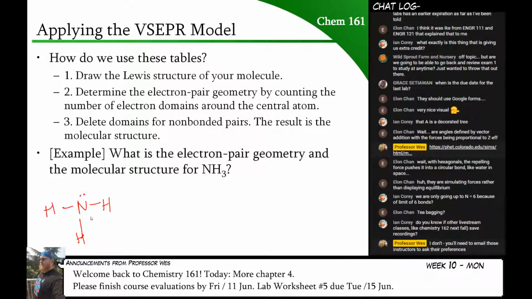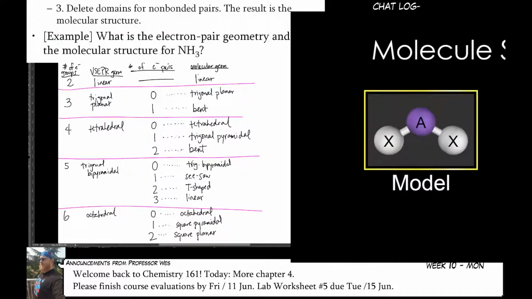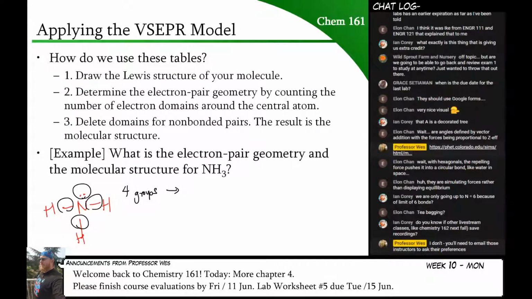Now what we're going to do is count all the electron groups. How many electron groups are around the central atom in ammonia? So there are 3 bonds and an electron pair. So there are 4 groups. What shape is 4? Well, if we go over here, we can see that 4 is tetrahedral. So we'll write that down. So that's its VSEPR geometry, or electron geometry. Either term is fine.